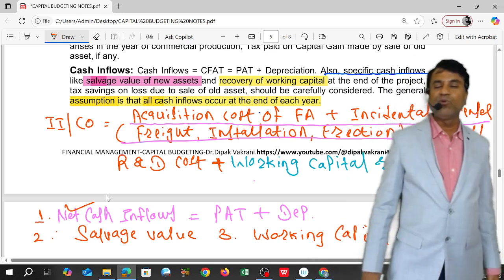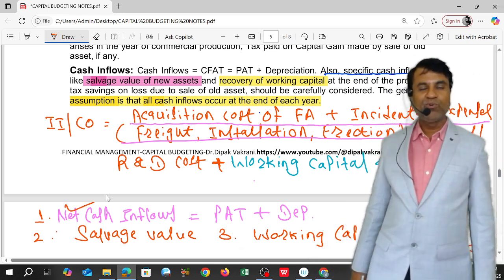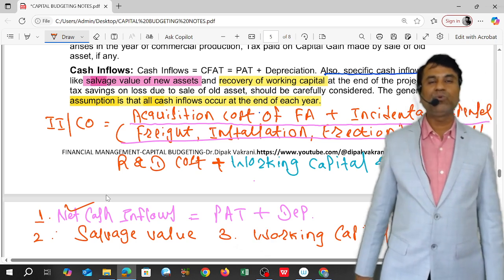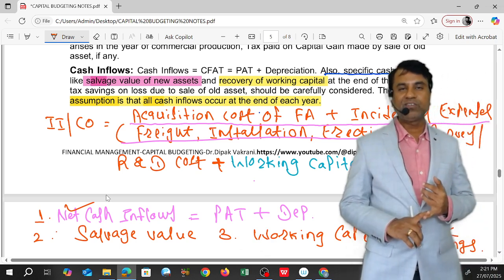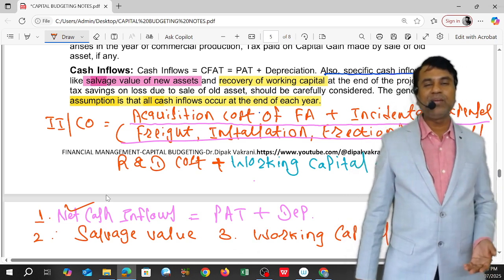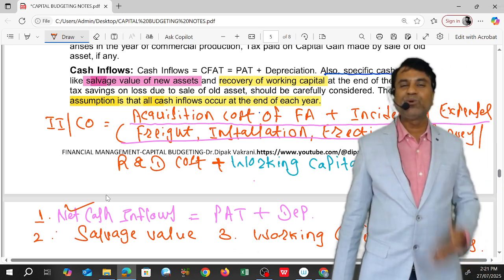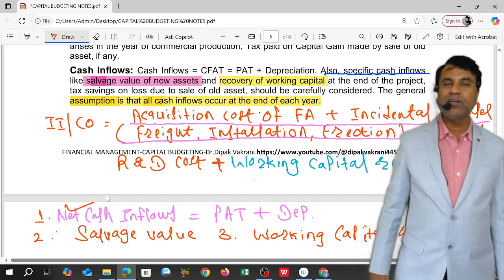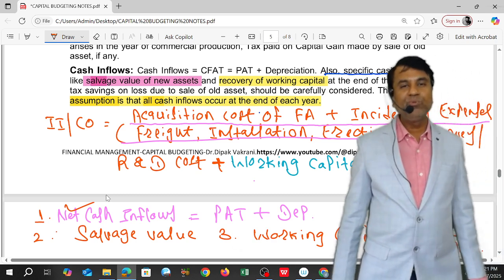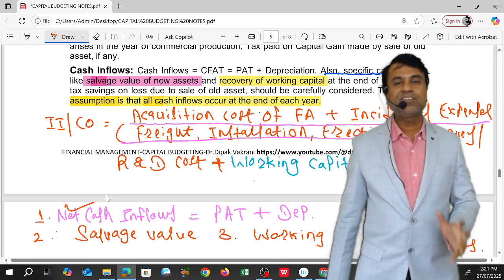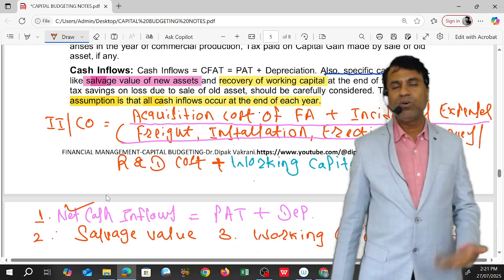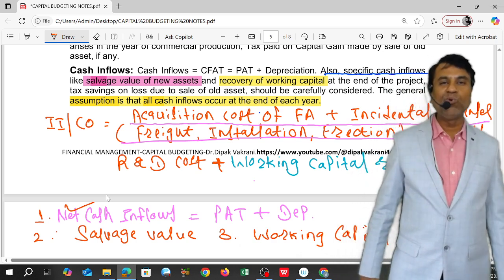The net cash inflows or gross cash inflows are provided in the question, and that is anyway going to be taken. But along with that, we need to take salvage, residual or scrap value, which is the terminal value at the end of the economic life of that particular fixed asset. Second, we need to consider the working capital, which is going to be released at the end of the economic life of the asset. And third, we consider the tax gain, or the saving in tax on loss or profit by selling the old asset.